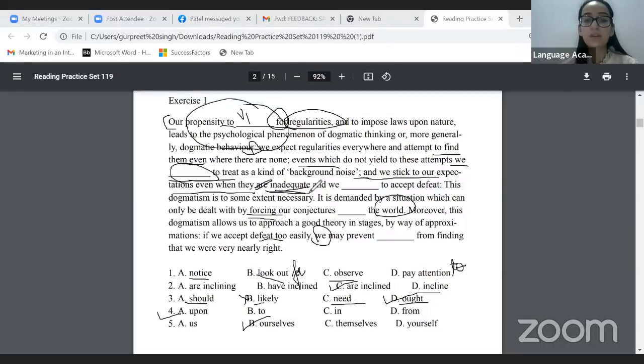The fourth one, with forcing upon. You will go with upon when you are not talking about any physical thing, like the world is an abstract thing, not a pen, pencil, paper kind of thing. So which can be dealt with by forcing upon the world. And the last one, when we is the pronoun, the reflexive pronoun for we is ourselves. Like for you it is yourself. For them it is themselves. Similarly, for we, it's ourselves. Right? Any questions, anybody?